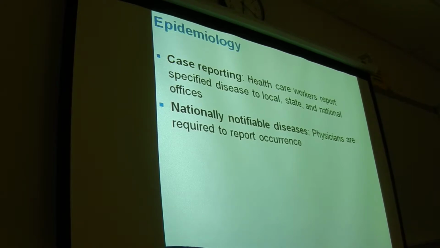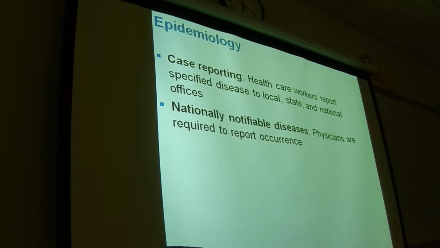Okay, so epidemiology. A big part of epidemiology is case reporting. Healthcare workers, if there's an outbreak of a disease or maybe a food poisoning, report these cases either to the state level or, if it's big enough, to the national level. Physicians are part of this. If they see a spike in patients with a certain type of disease coming in more frequently than they normally do, they are required to report this to, again, either state authorities or national authorities.